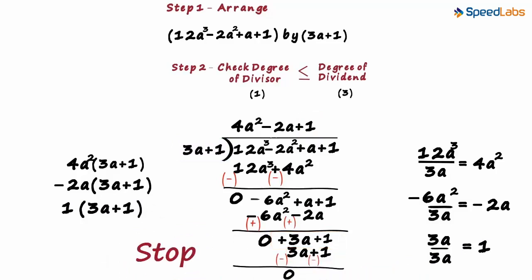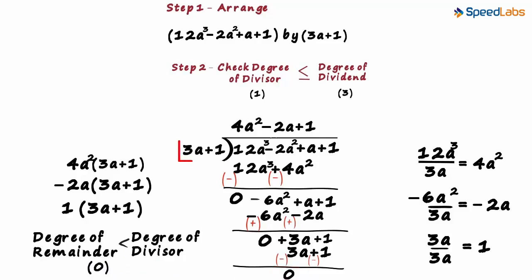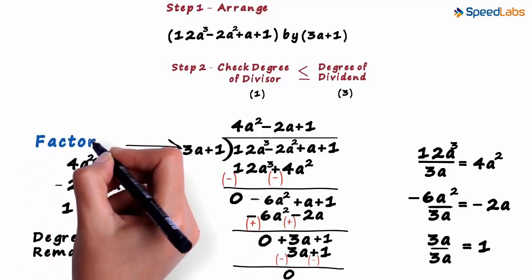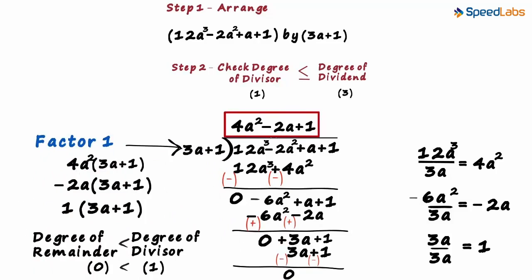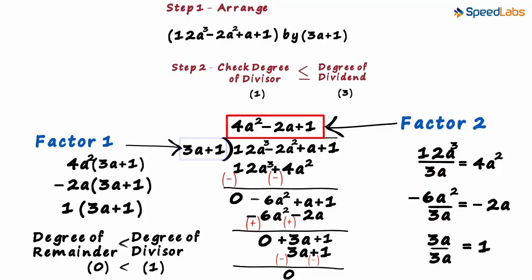We stop here. Why do we do that? It's because the degree of the remainder is less than the degree of the divisor. The degree of the remainder is 0 and the degree of the divisor is 1. And 0 is less than 1. Don't forget the main point here. Since the remainder is 0, we can say that 3a plus 1 is one factor and 4a squared minus 2a plus 1 is another. These are two factors of this polynomial.